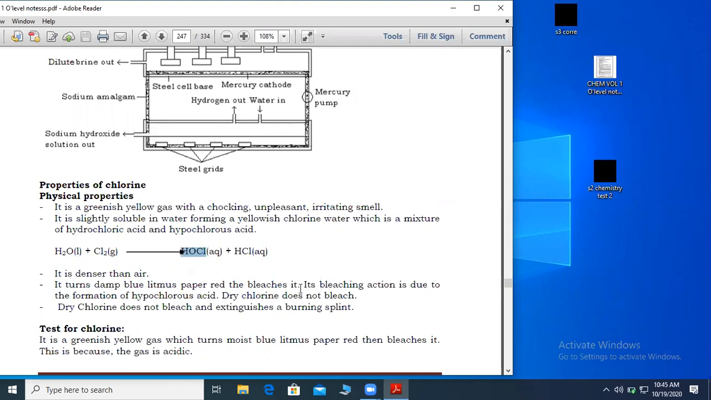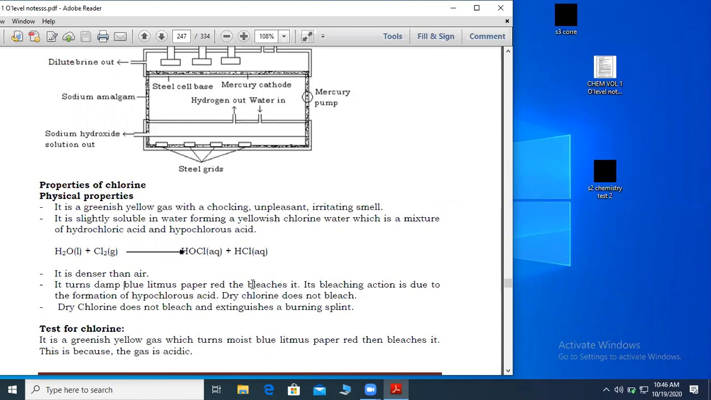Like sulfur dioxide, the word to bleach, I told you, means to lose color. So when a blue litmus paper is added to a solution of chlorine in water, a solution of chlorine contains hydrochloric acid and hypochlorous acid. So hydrochloric acid being acidic, it will turn the blue litmus paper to red. Then hypochlorous acid is the one that is responsible for bleaching the litmus paper. So the blue litmus paper will turn to red, and finally it will turn to white.